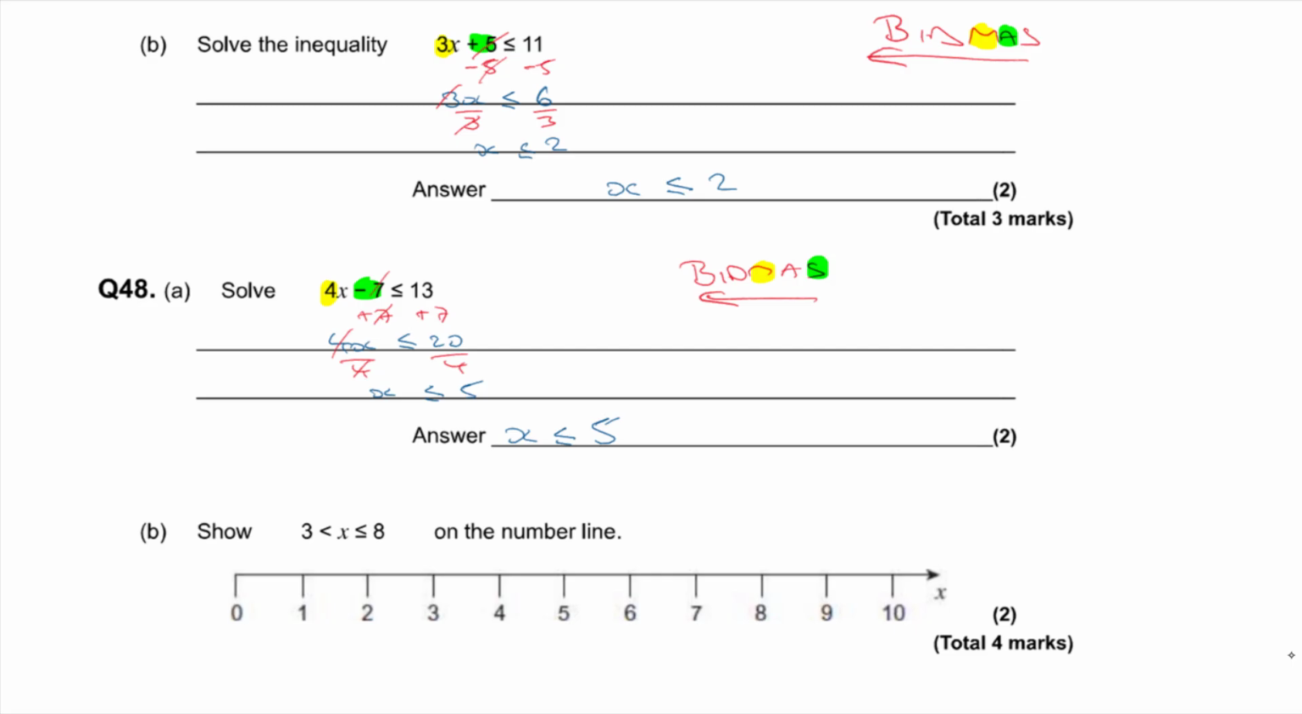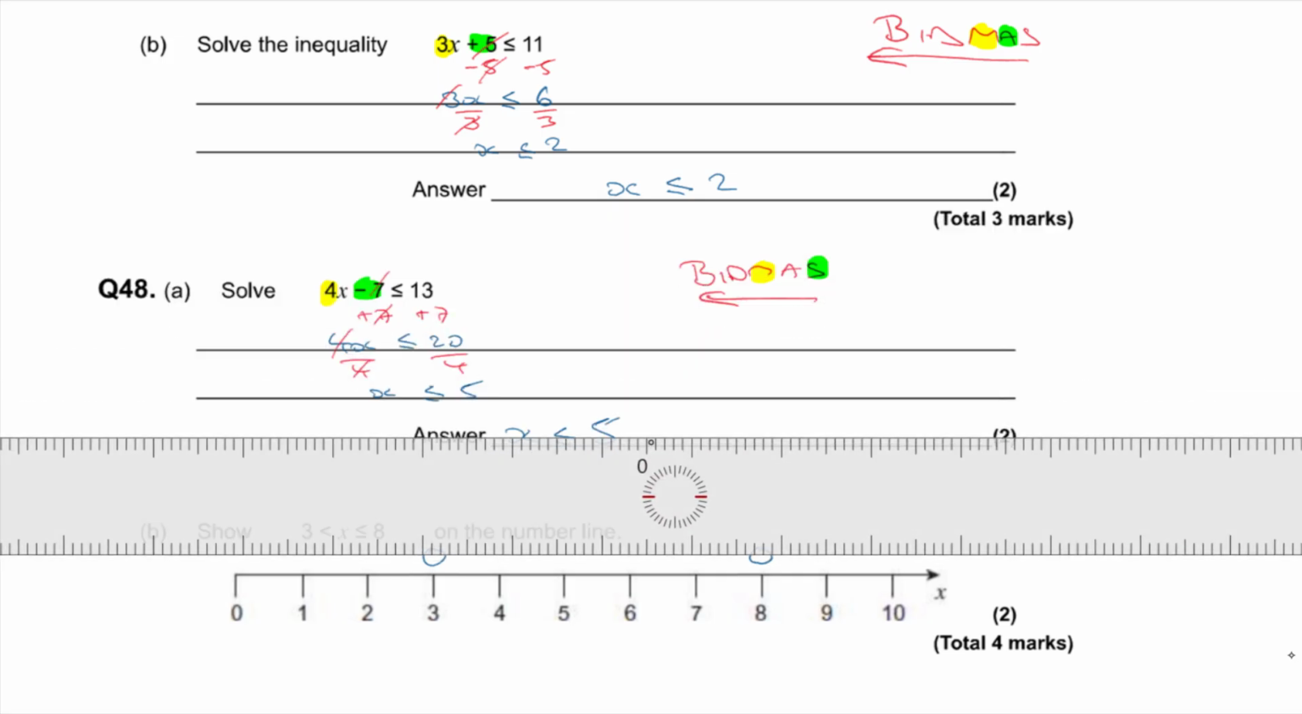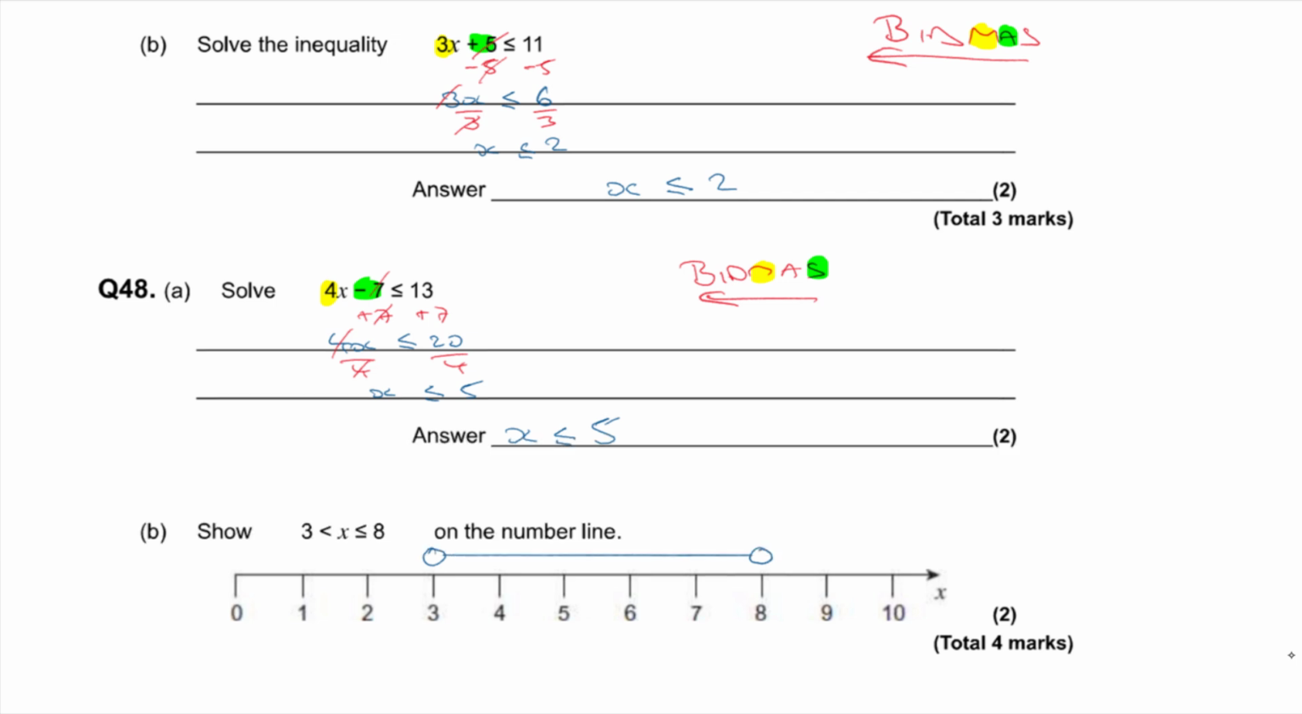Right, show 3 is less than x is less than or equal to 8 on the number line. So 2 circles, one at 3, one at 8. Join them together with a ruler. Decide if you have to fill in the circles or not. I don't fill in 3 because x needs to be strictly greater than 3. I do fill in 8 because x is less than or equal to 8. So filled circles means it can be equal to that one.